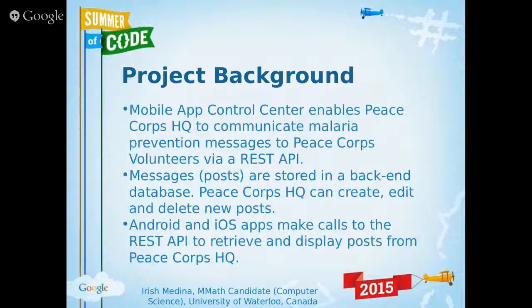So Mobile App Control Center works by using a REST API to communicate malaria prevention messages to PCVs on the field. These messages or posts are stored in a backend database, and Peace Corps headquarters can create, edit, and delete these posts. The Android and iOS apps that Ankita and Bruno developed make calls to the REST API in order to retrieve and display posts that come from Peace Corps HQ.